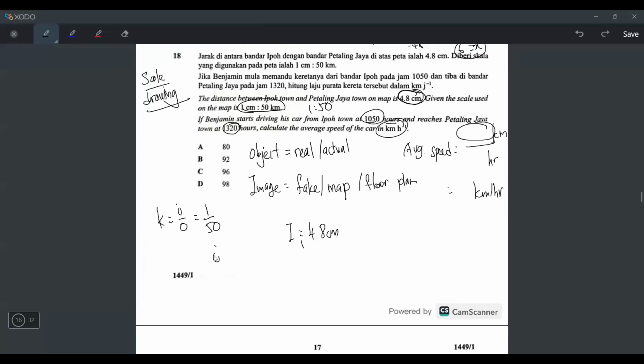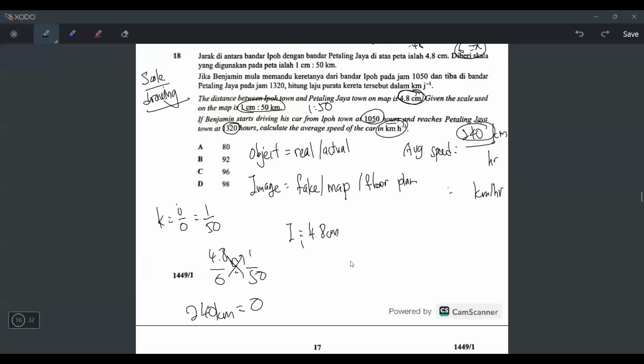Okay, you already know I per O equals to 1 over 50. And then I already know I is 4.8. The image is 4.8, right? So how to find the object? Cross multiply. So object equals to 4.8 times 50. Okay, it means 240. Okay, so this is 240 kilometers. So after you know this is the real distance, 240 kilometers, but they want average speed, right? So average speed formula is distance over time. So distance is 240 kilometers, and then time has to be in hours.